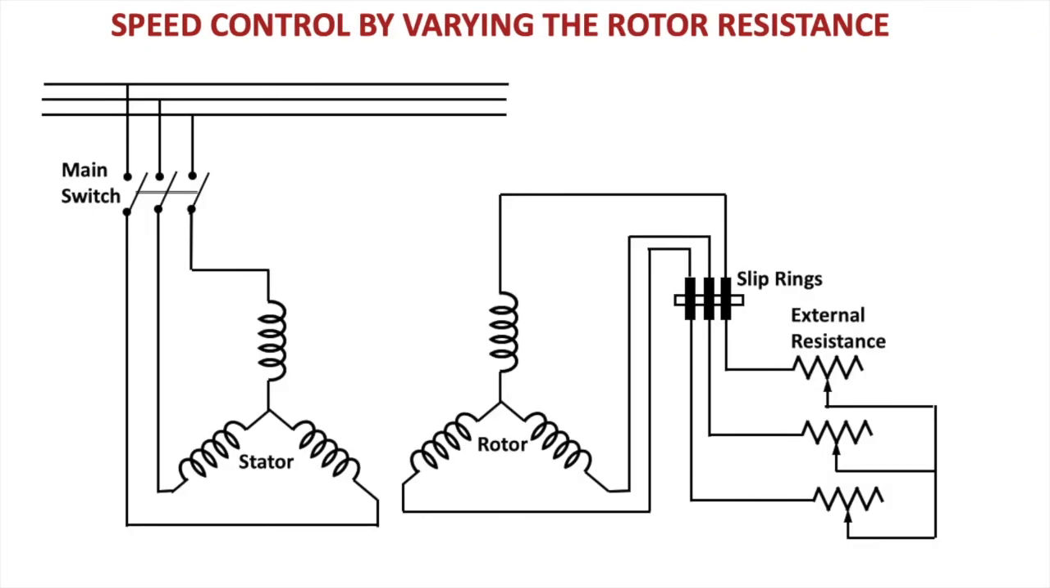Next comes the speed control by varying the rotor resistance. The circuit you can see over here can be applied only in the case of slip ring induction motors, where we have the facility to connect the external resistance in the circuit. But the disadvantage is that when you connect an external resistance, there will be I square R losses taking place. So the losses increase and the efficiency decreases.